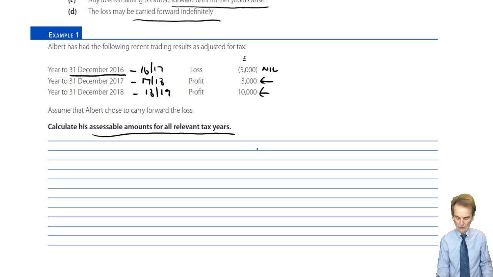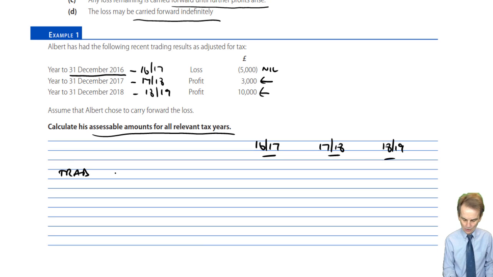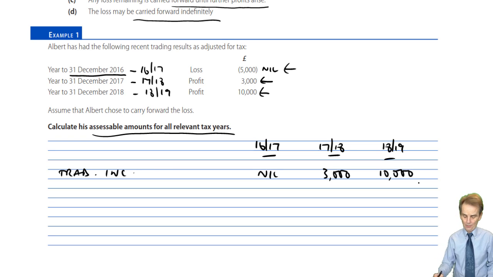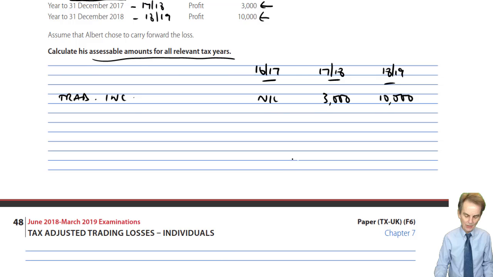We use a columnar approach. We now know our tax years, 1617, 1718, and 1819. We know our trading income figures here. In 1617, the assessment, nil, followed by 3,000 and 10,000. Now, as we'll see as we go through this chapter, we'd anticipate in an exam standard question anyway, other amounts, other sources of income coming into these particular tax years. But this is all we have.